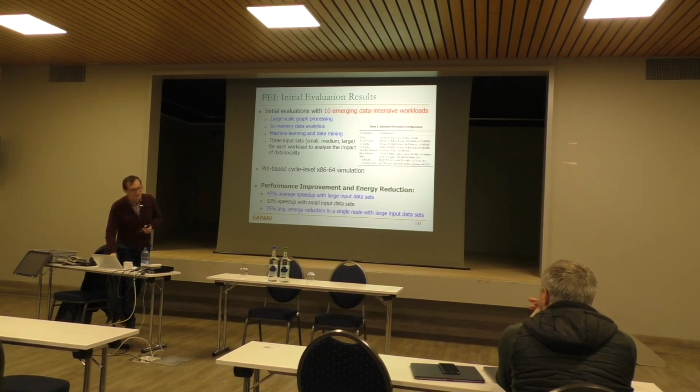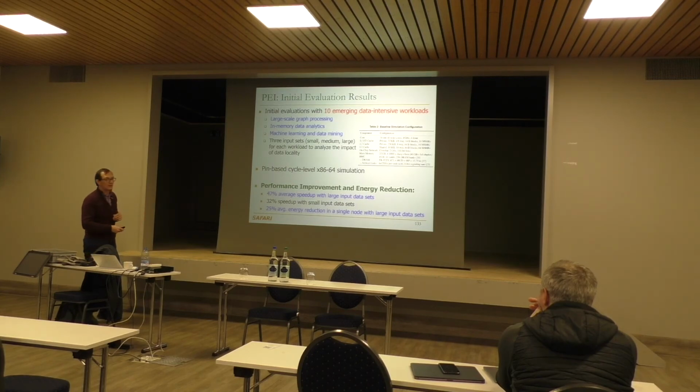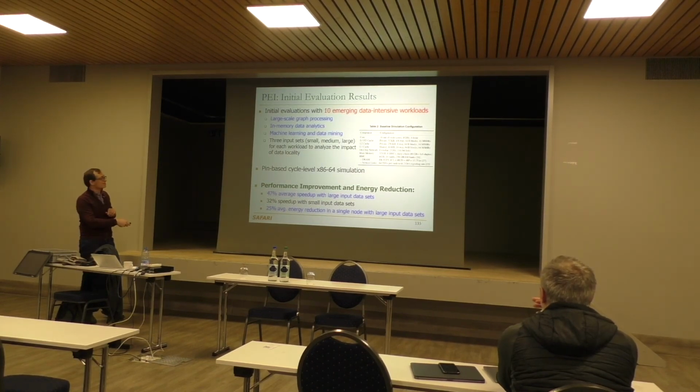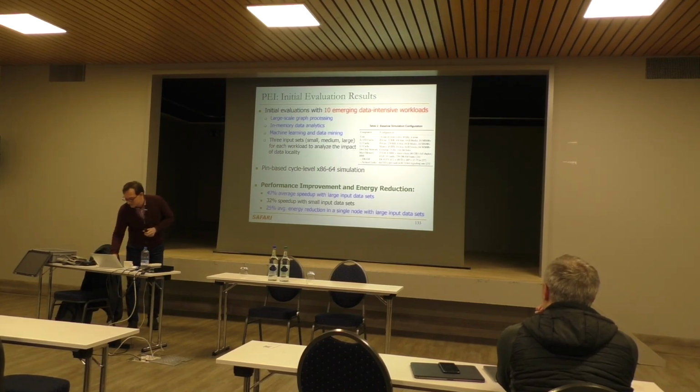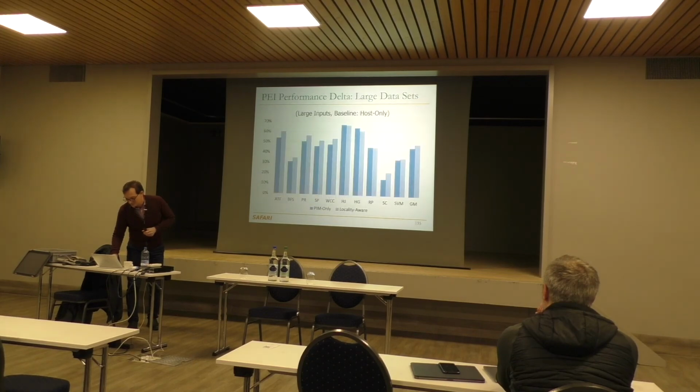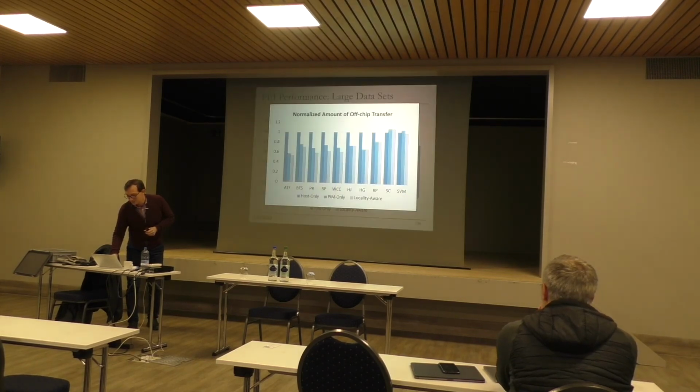So basically, these are the results that we have. We have 10 workloads, interesting workloads, hopefully. We could always have more workloads. Remember the rat hole, the big one? That's the workload. But basically, we get about 47% average speed up with large input data sets. With small input data sets, we can still get some speed up and significant energy reduction, 25%. So again, it's not 13x, but it's reasonable.